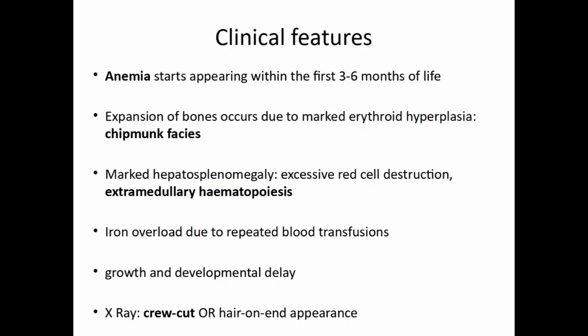Expansion of various bones occurs, specifically the flat bones of the head, giving rise to features known as chipmunk facies. There can be marked hepatosplenomegaly. The reason is that the liver and spleen will start taking over the job of producing RBCs. There could be iron overload due to repeated blood transfusions. There could be growth and developmental delay because oxygen is essential for the growth of tissues.